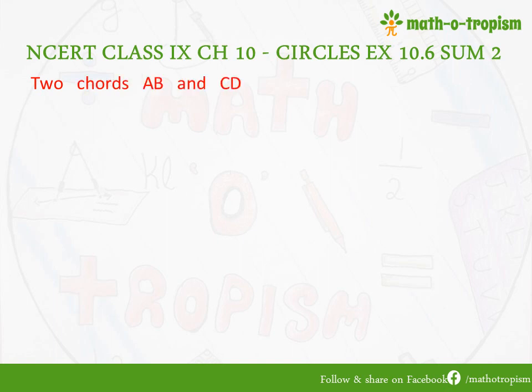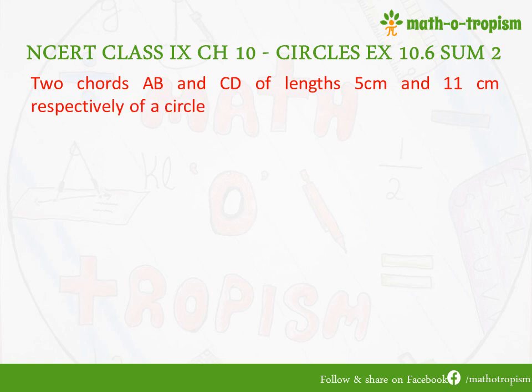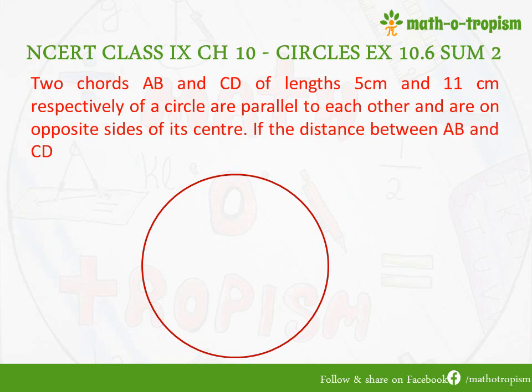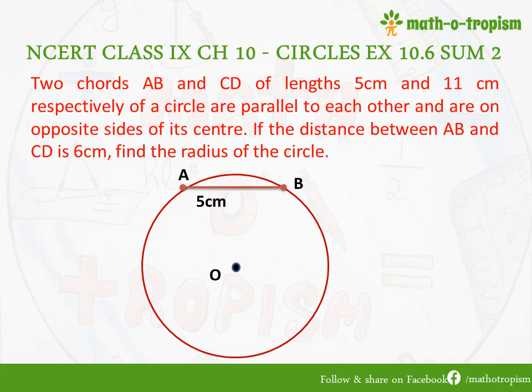Two chords AB and CD of lengths 5 cm and 11 cm respectively of a circle are parallel to each other and are on the opposite sides of its center. So let us take a circle with center O. We are drawing AB of 5 cm and CD of 11 cm on either side of its center in such a way that both are parallel to each other. If the distance between AB and CD is 6 cm, find the radius of the circle.